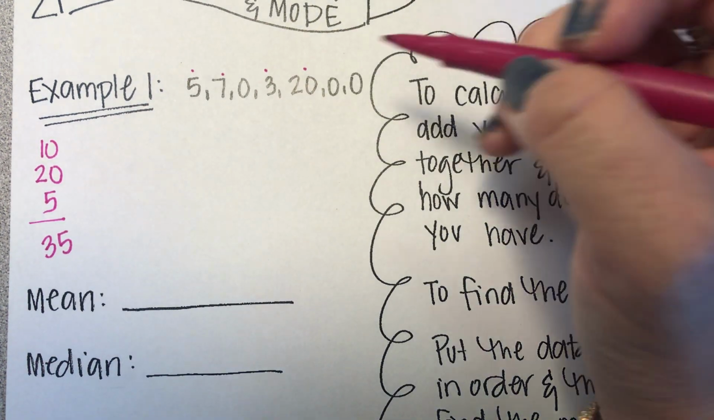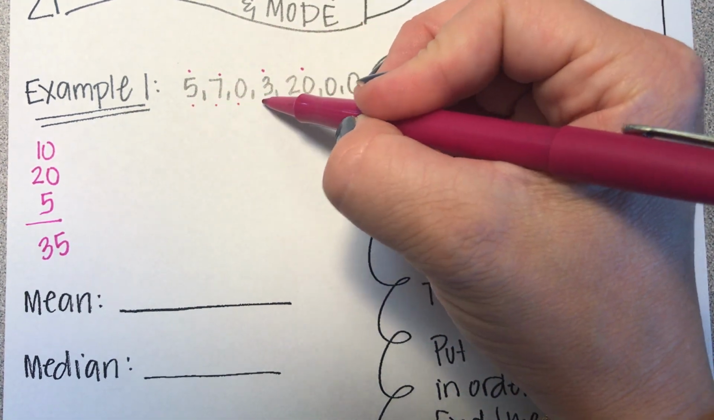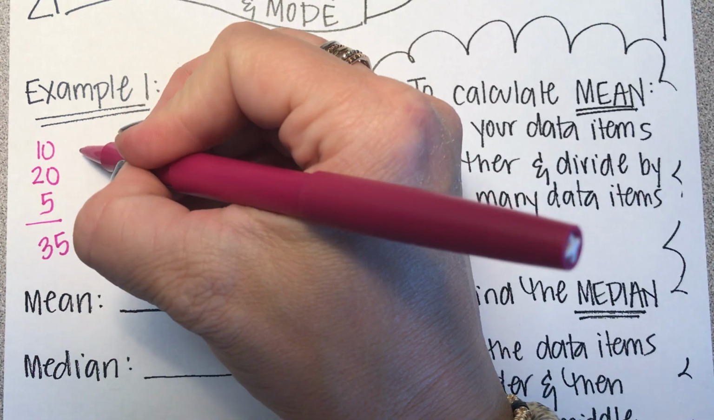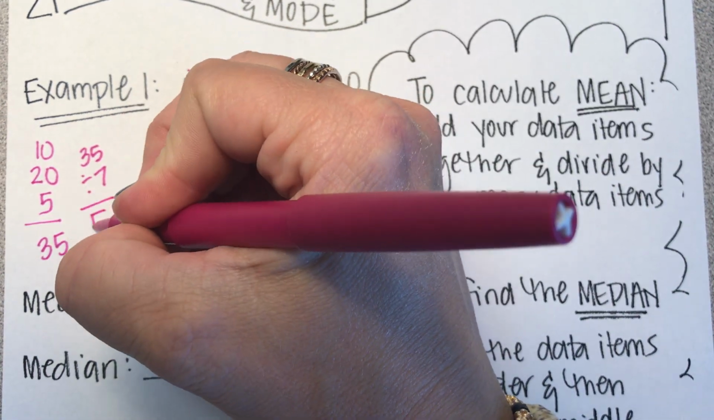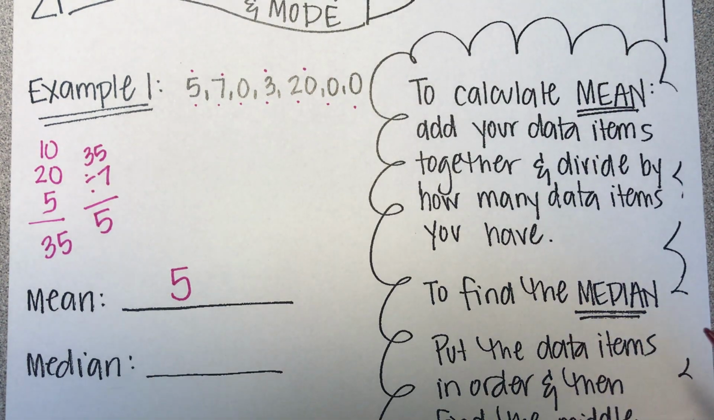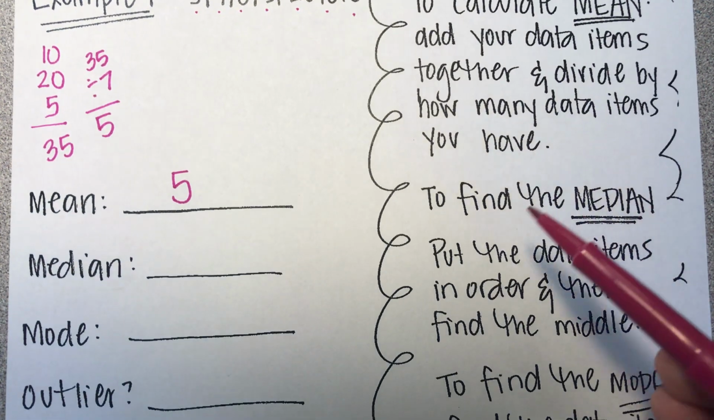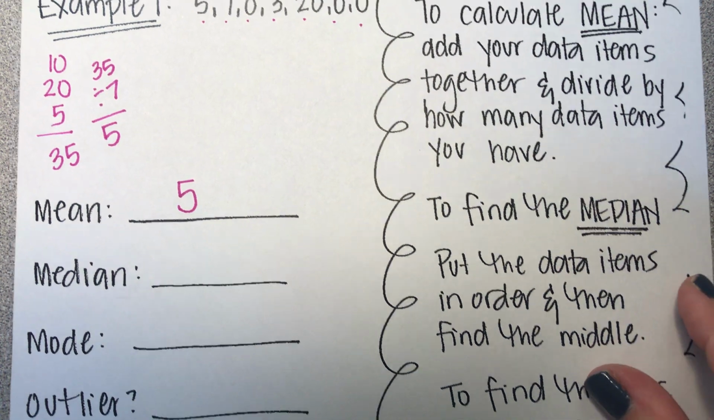Okay, and now I'm going to have to divide by how many data items I have. 1, 2, 3, 4, 5, 6, 7. So 35 divided by 7 is 5. So that's my mean, right? My average is 5. I added them all up and divided by how many I had. So next is median. Median is where we put the numbers in order first, and then after they're in order, we find the middle number.